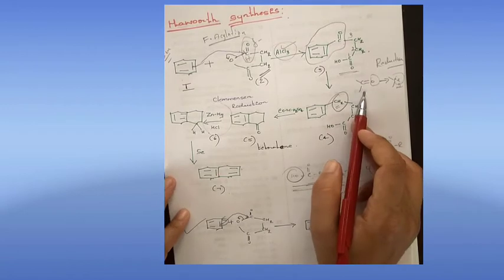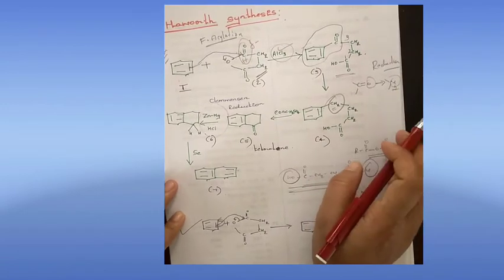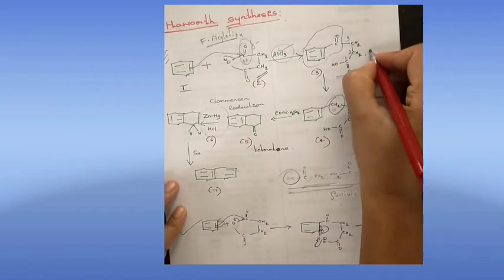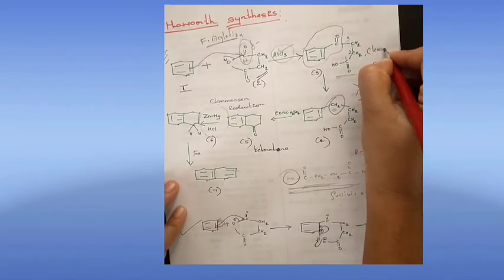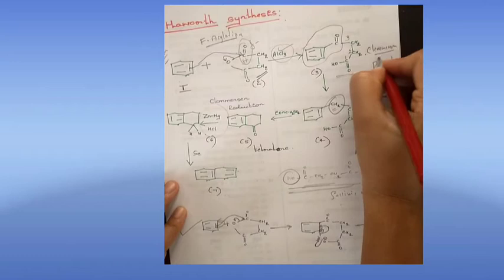What is reduction reaction? I write here, there is a C double bond O, right? That is converted into CH2. What is this? Removal of oxygen or addition of hydrogen. It is called reduction reaction. What happens in the reduction reaction? Yes, I said removal of oxygen or addition of hydrogen. This is a reduction reaction. Okay, it is given by one scientist called Clemmensen reduction.